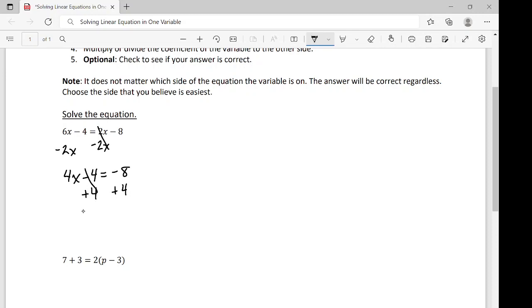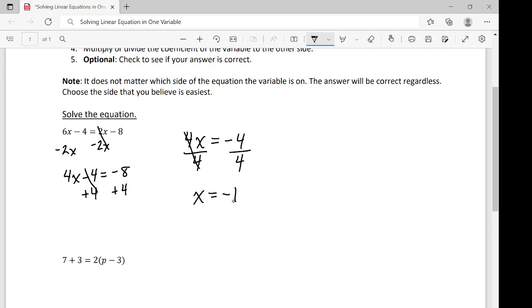So bring my 4x down. Actually, I'm going to bring it over here to make myself a little more room. So 4x equals, and then negative 8 plus 4 is going to give me negative 4. And now that I have all my x's to one side, I got to get the 4 away from it. So this 4 is multiplying with x. So to undo multiplication, I will do division. So I will divide by 4 to get rid of it. But again, I must keep the equation balanced, so I'm going to also divide by 4 over here. So when I do that, I'm going to have negative 4 divided by 4, which is going to give me negative 1, which is my solution.